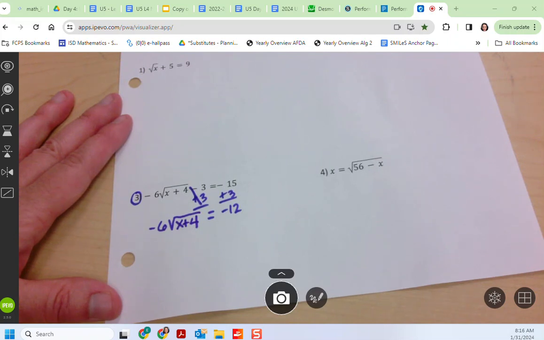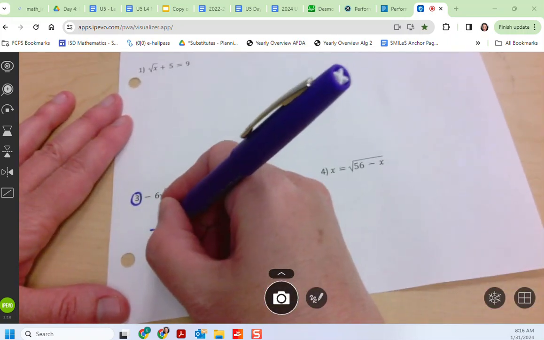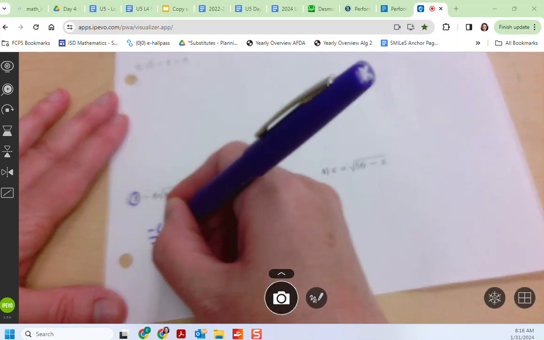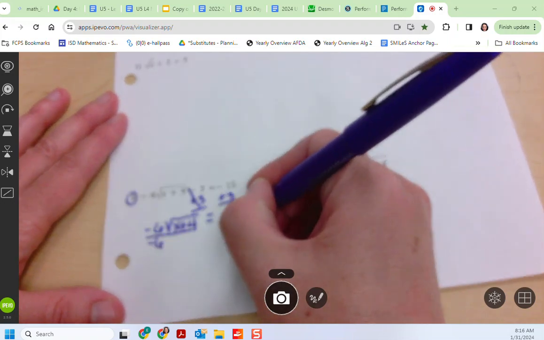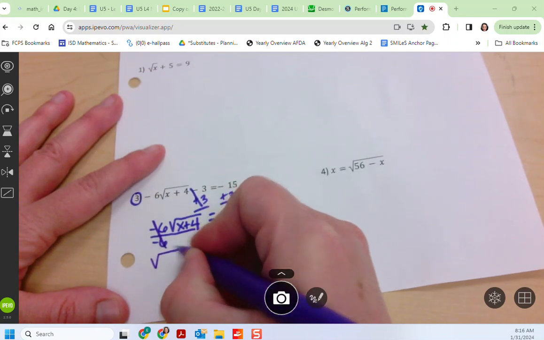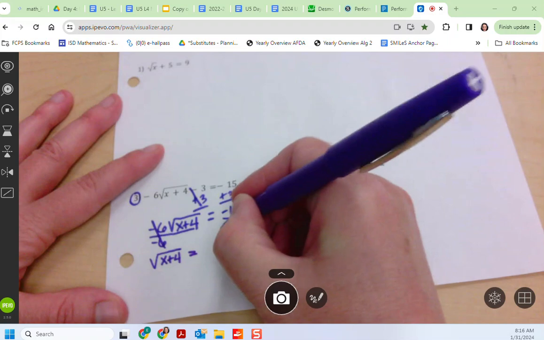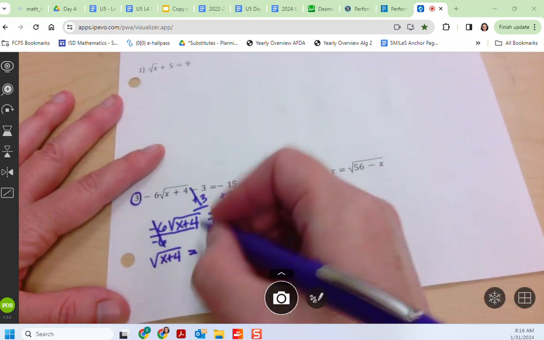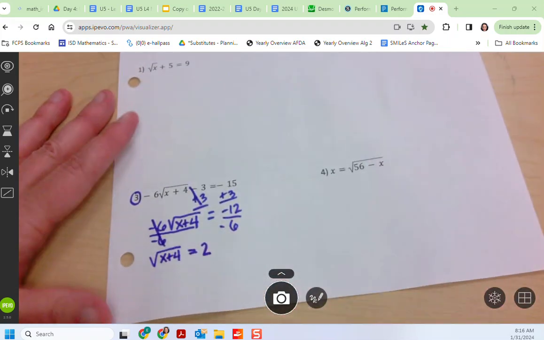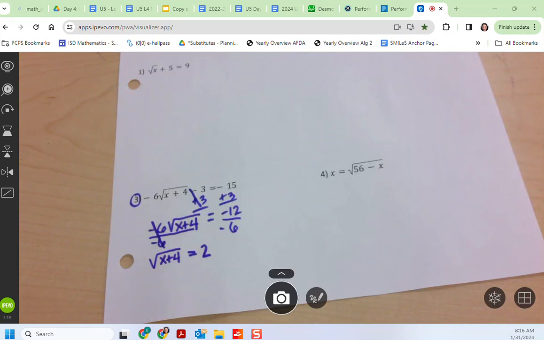Now I have to get rid of the negative 6 in front of the radical, and I'm going to do that by dividing, because it's negative 6 times the square root, so to undo that multiplication, you divide. And we get square root x plus 4 equals, I forgot to divide by negative 6, so that negative over negative is positive. Okay, so the first part is just getting the radical by itself.